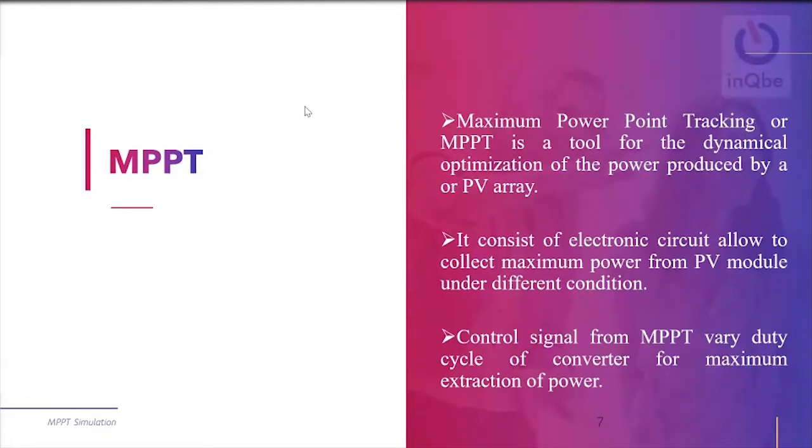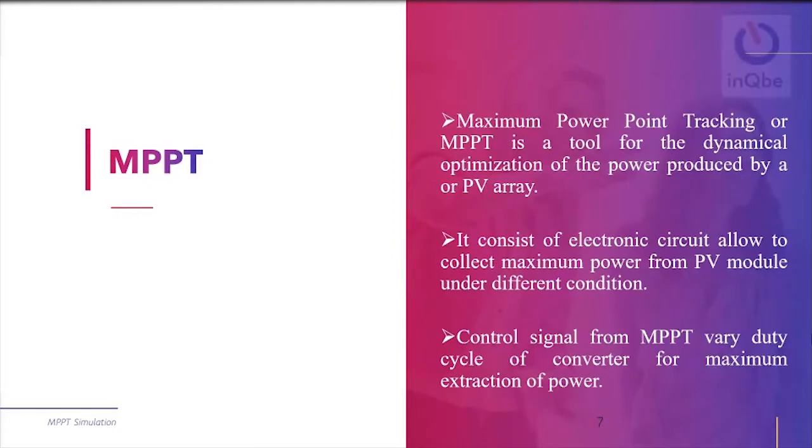Then practical variation of load is not possible because the load will not be a rheostat or something variable. So we will discuss more about MPPT tracking. MPPT is, as we discussed, the tracking of the maximum power point. That means tracking of voltage and current to get maximum power. That means we have to vary the impedance of the load.